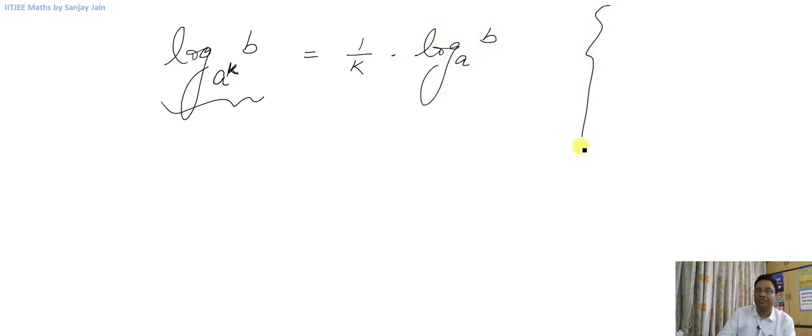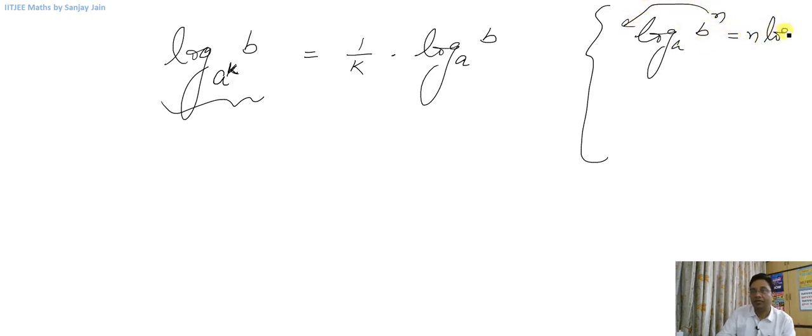We have just seen in the previous lectures that if, let us say, I have got some power of b, right, or some power of the argument, I can take it outside and write it like this, n log b to the base a. But now in this particular rule, I will show you that you can take the power of base outside, but it will come like this in the denominator.